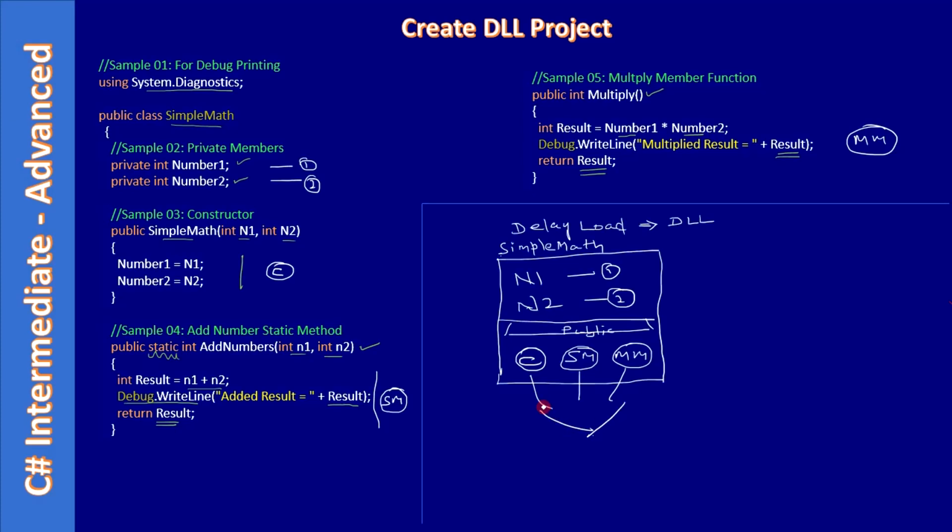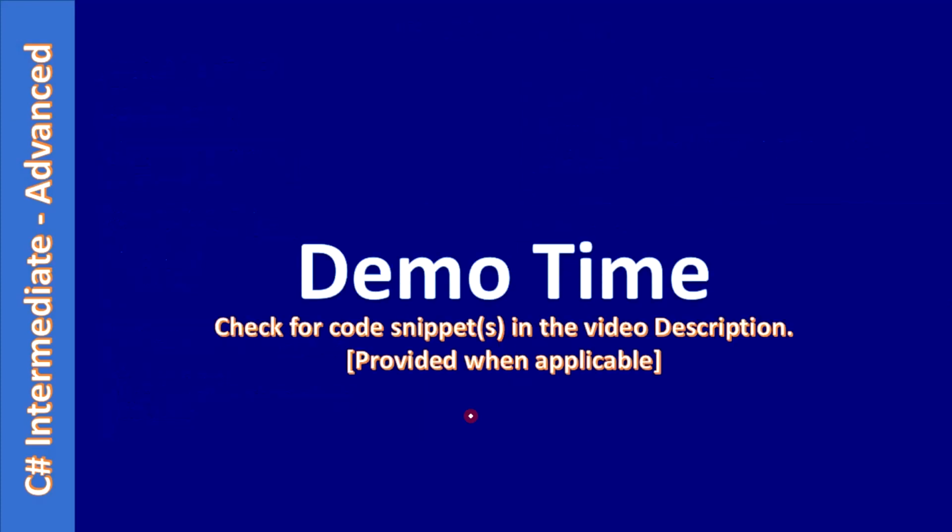So through reflection, what we will do, we will load this DLL at runtime. We will look for the available public functionality. Then we will access the static method and the member method. So we will access both through reflection. All right, now as part of the demo, we will go ahead and create the DLL project.